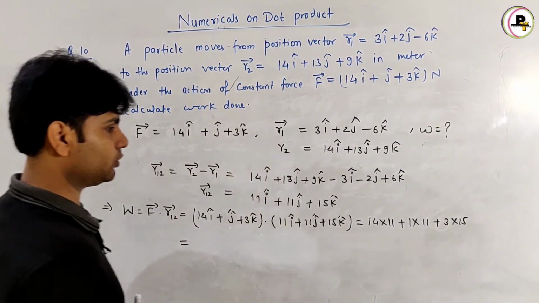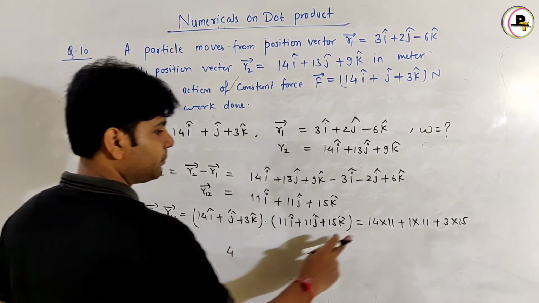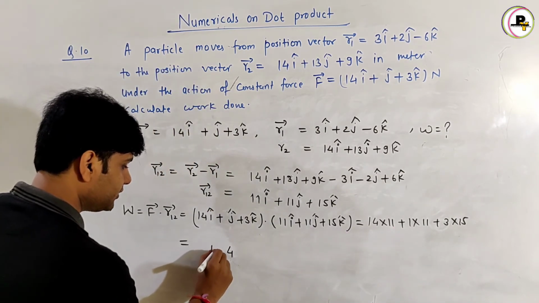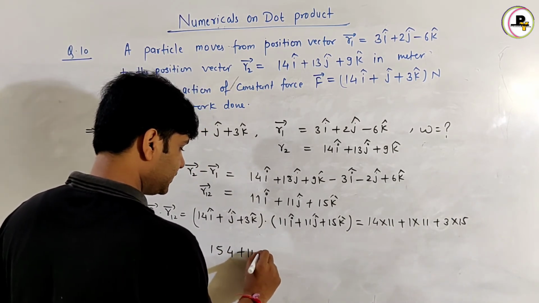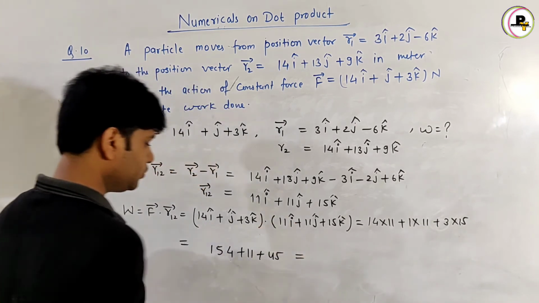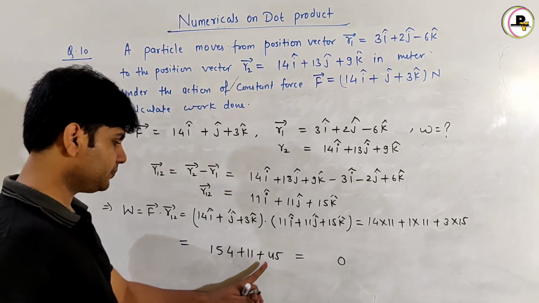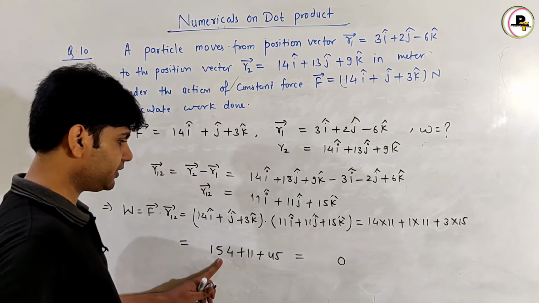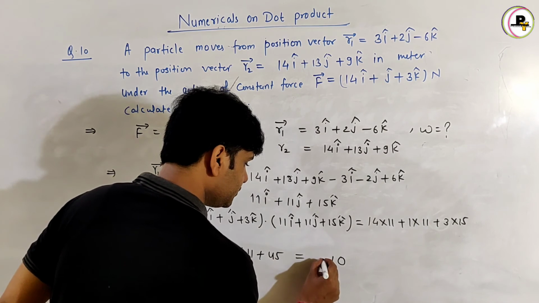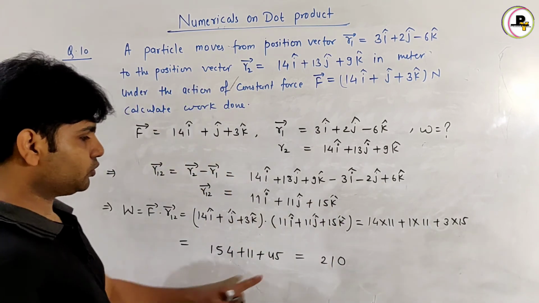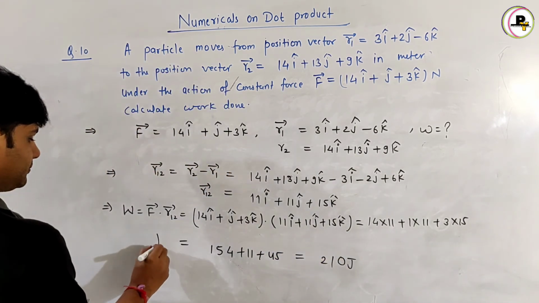Therefore this value is equal to 14 into 11, which is what? 14 ones are 14, carry 1, plus 14 ones are 14 plus 1 is 15, that is 154, plus 1 into 11 is 11, plus 5 3s are 45. And this is equal to what? 5 plus 1 is 6, plus 4 is 10, carry 1, 4 plus 1 is 5, 5 plus 5 is 10, plus carry 1 is 11, and 1 plus 1 is 2. So this is equal to 210, and this will be in joules. This is the work done.